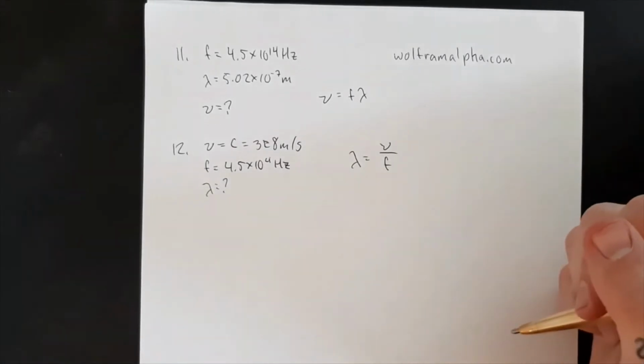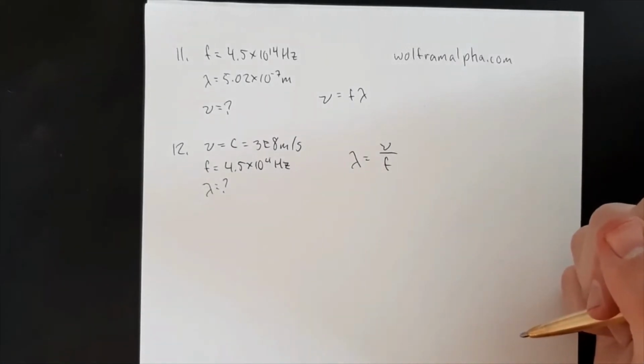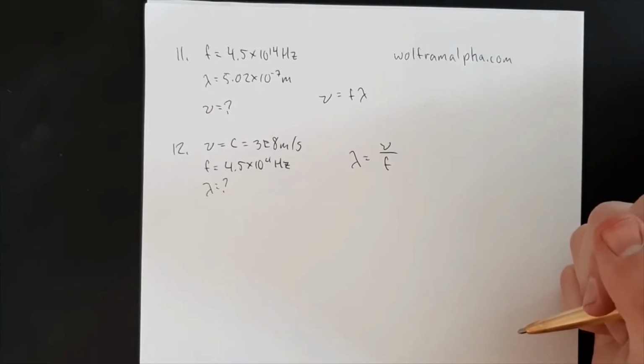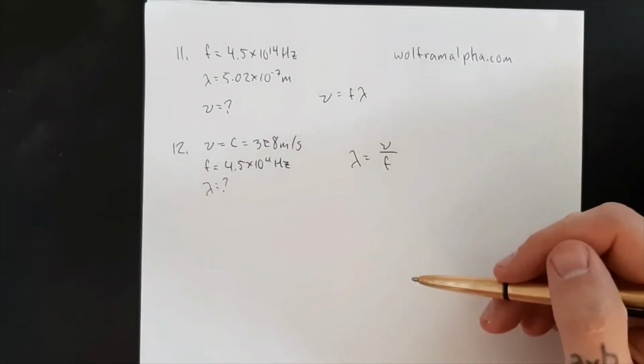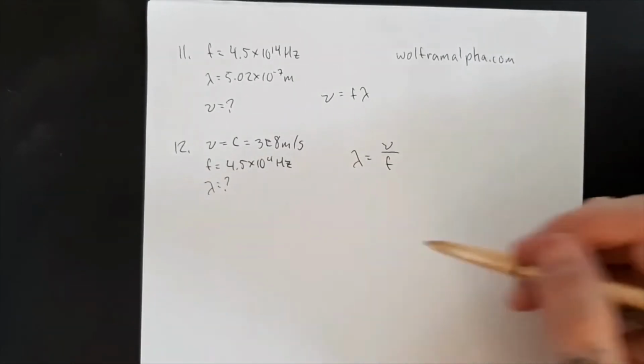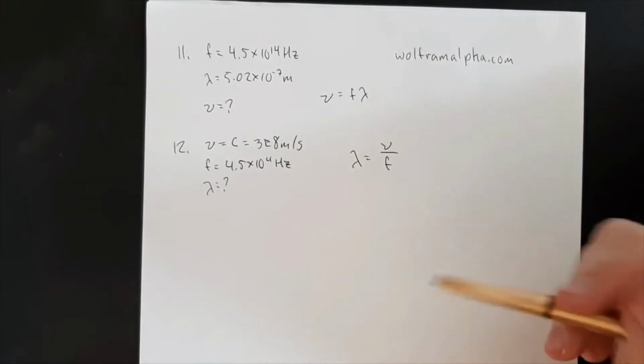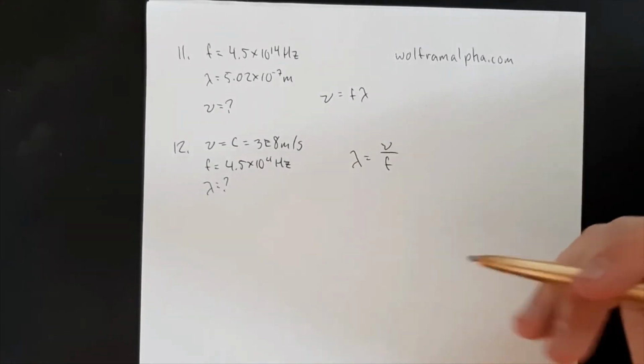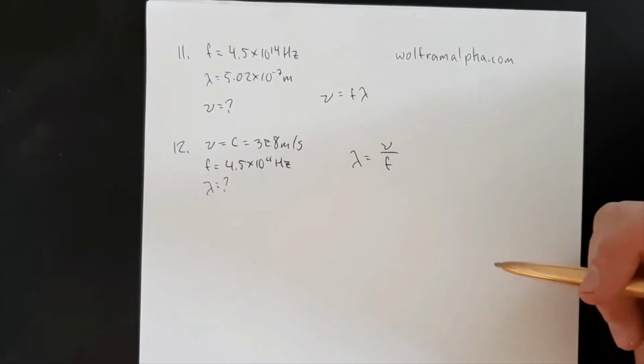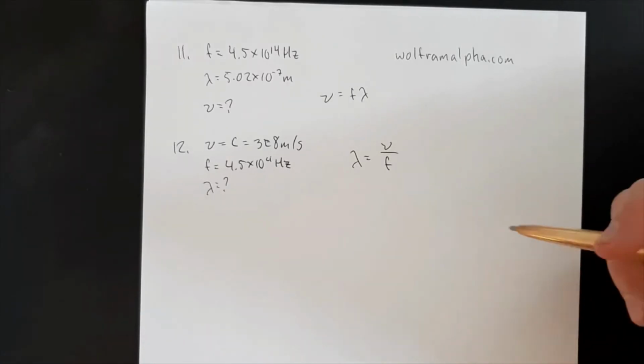13, lightning strikes off in the distance and you hear the thunder 10.0 seconds later. Approximately how far away did the lightning strike? So we've got two different types of waves that are moving here. You've got the lightning, so you're seeing something going towards you, but the question is asking how long until you hear it.